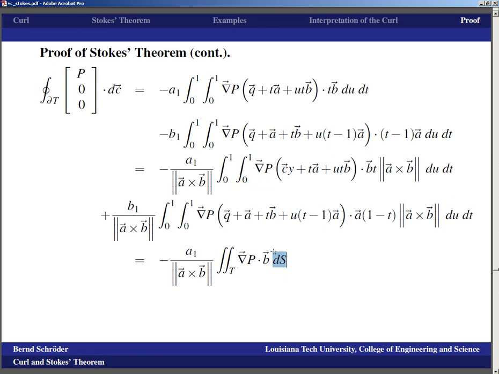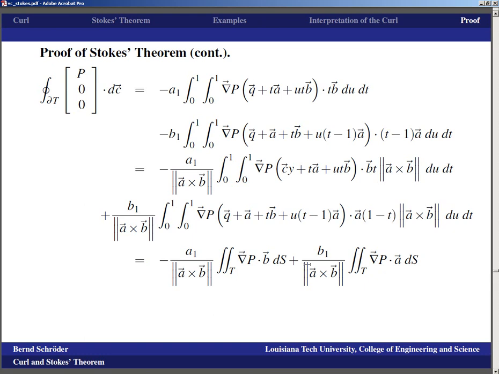And then we have plus B1 over the norm of A cross B times the scalar surface integral over the triangle ds of gradient P dot A, because let me see if I can pull that out. Yeah, here is gradient P dot A with this big old ugly parametrization, which we now don't have to worry about too much anymore.